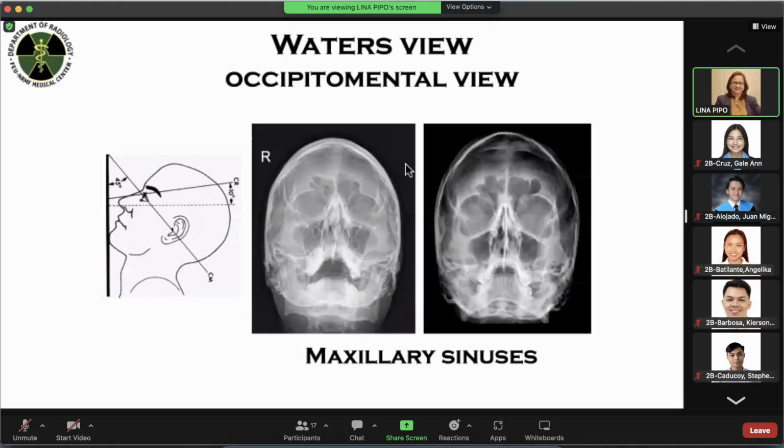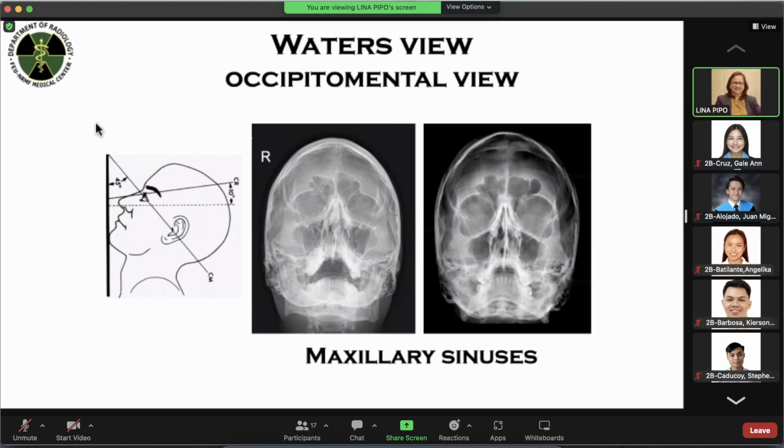The next is the Waters view, or your occipitomental view. In here, there is hyperextension. There is angulation of 45 degrees from the orbitomeatal line. The rays pass from behind the head and are perpendicular to the radiographic plate, or your Bucky. It is commonly used to get a better view of your maxillary sinuses. So the Waters view is for the maxillary sinuses.